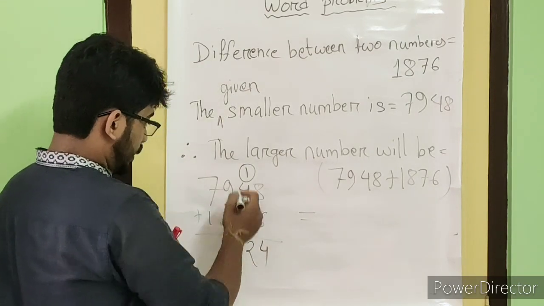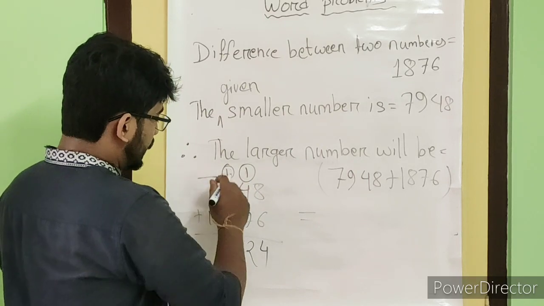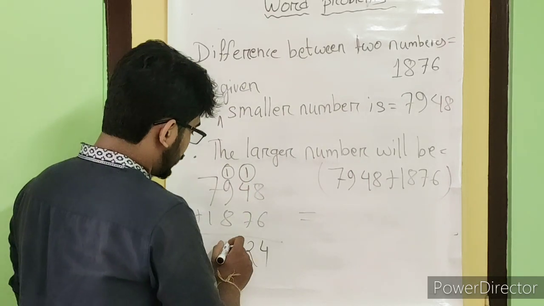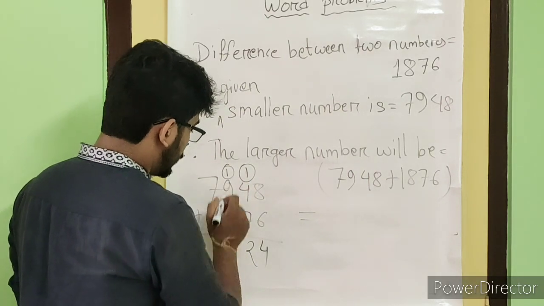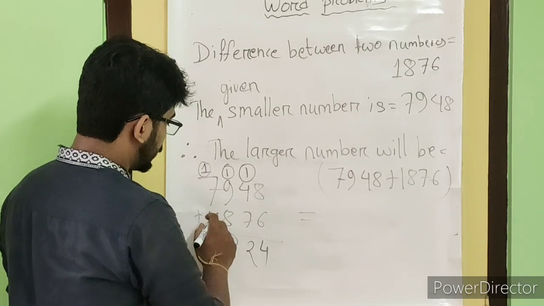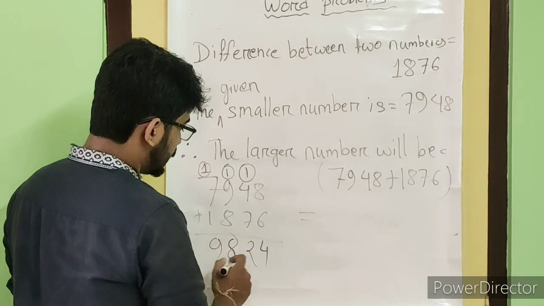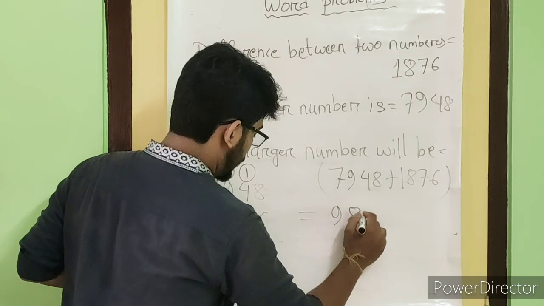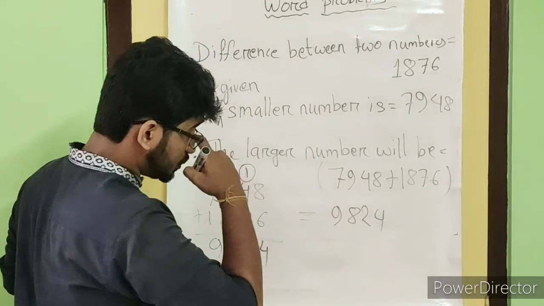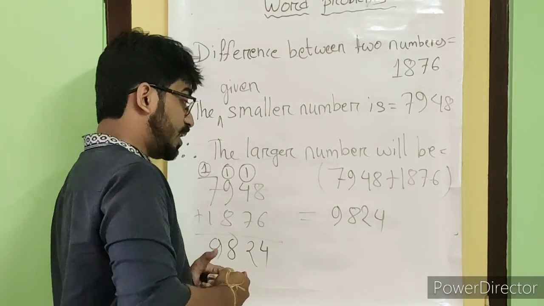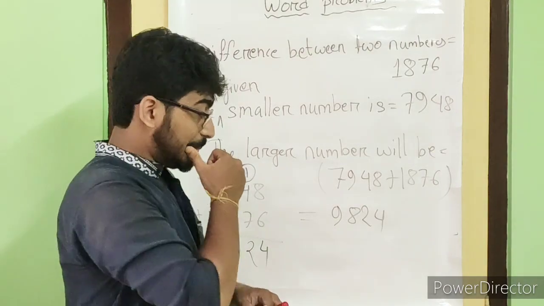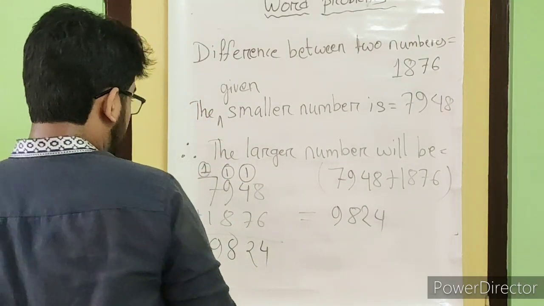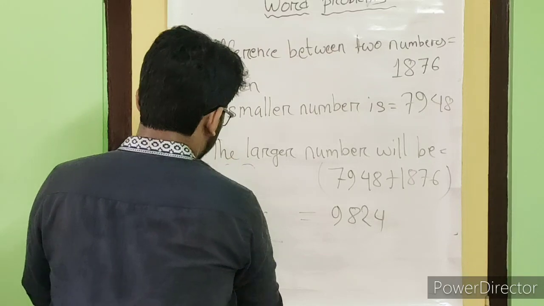7,948 plus 1,876. 8 plus 6 is equals to 14, carry 1. 4 plus 1 is 5, plus 5 is equals to 12, again carry 1. 9 plus 1 equals to 10, plus 8 equals to 18, again carry 1. 7 plus 1 equals to 8, 8 plus 1 equals to 9. The answer will be 9824. That means 9824. So if you want to check the answer you can check it.